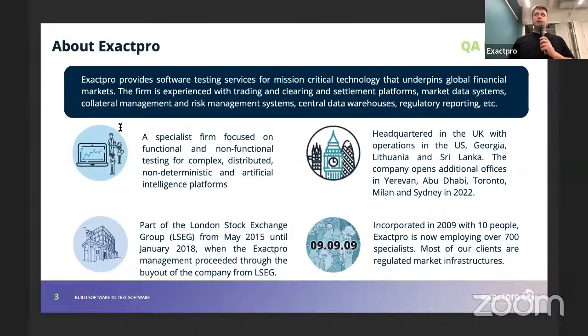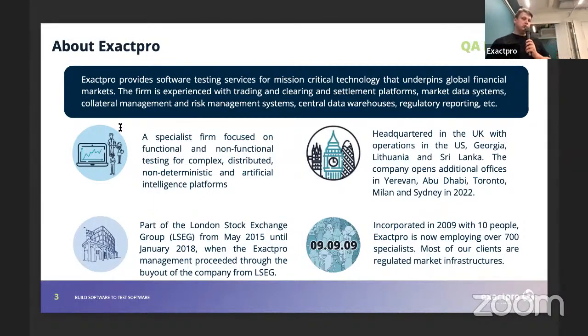Exactpro is a company founded on Software Testers Day in 2009. We are a UK-based company with operations in the US, Georgia, and Sri Lanka. We opened our office in Colombo last year in the Parkland building, and it is currently growing. Exactpro employs over 700 specialists across our locations. We focus on AI testing, both testing complex systems using advanced methods and also testing AI-based, AI-enabled systems.